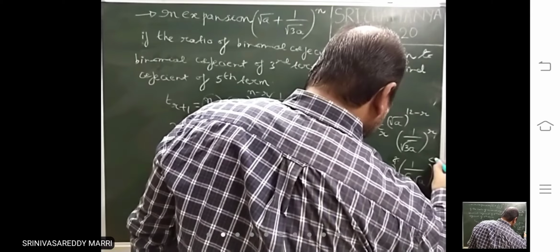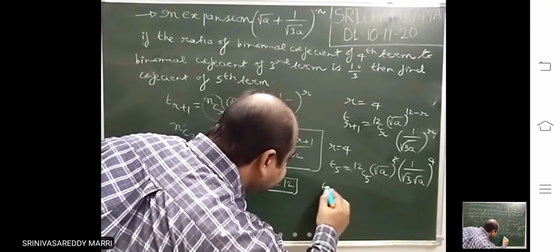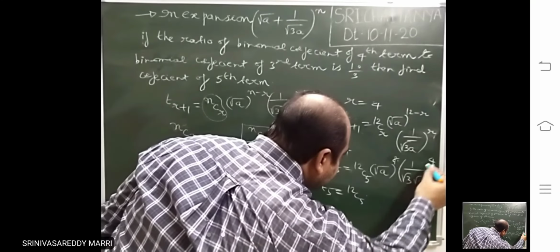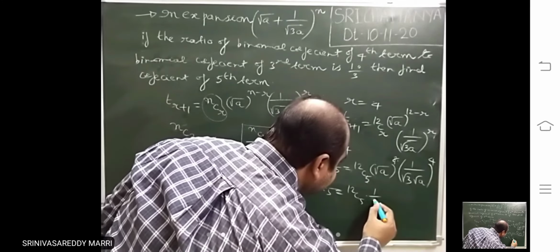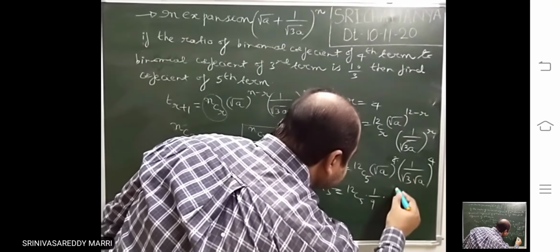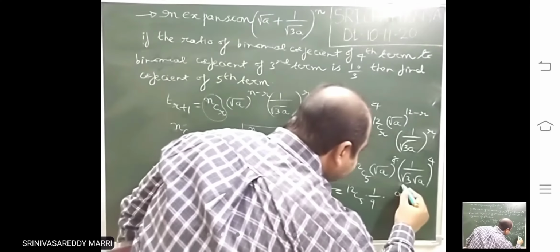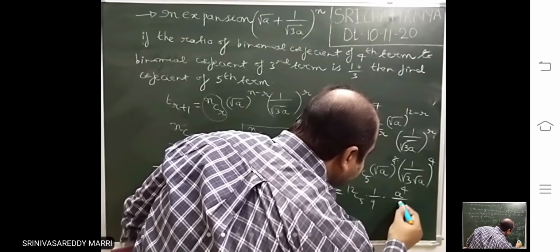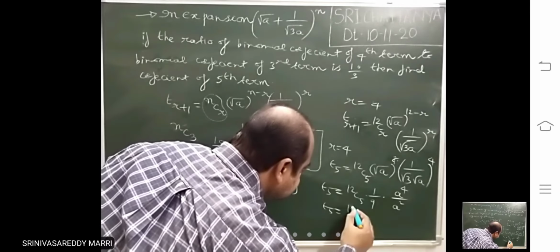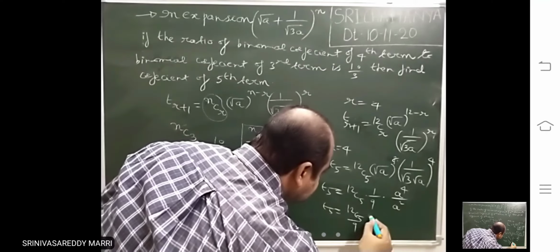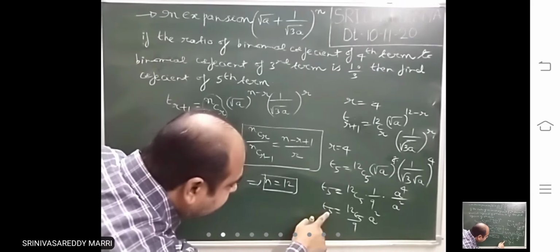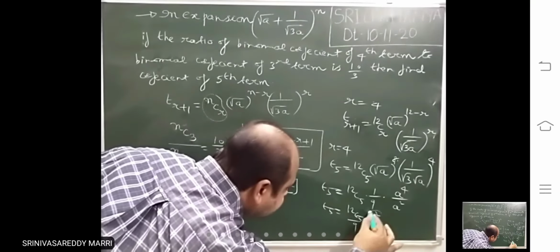So whole to the power 4, right? Therefore, coefficient means the constant involved in this. 12C5 into 1 by root 3 whole power 4. That means 1 by 3 squared, 9, into a power 4 divided by a square. That means T5, you will get 12C5, constant is this, into a square, right? So in term 5, the coefficient of this term is obtained by eliminating the variable.